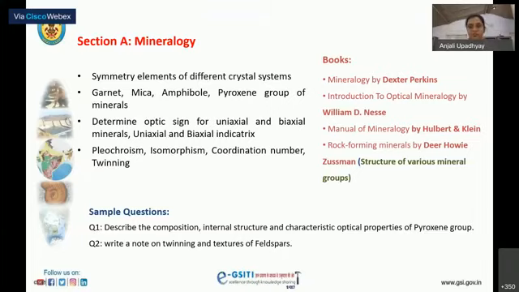So for this section, the books we have referred to for the optical mineralogy and crystallography part were the book by Dexter Perkins. Again, for optical mineralogy, you can refer to W.D. Nesse. And then you can also refer to Dana's Manual of Mineralogy. And especially for silicate structures, I have referred to the book Rock Forming Minerals by Deer, Howie and Zussman. So that was about Section A.